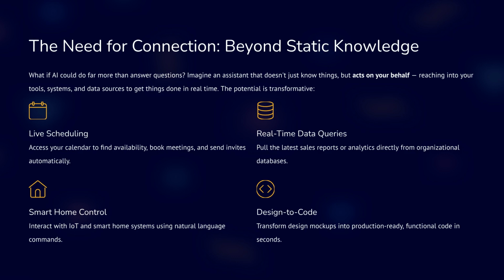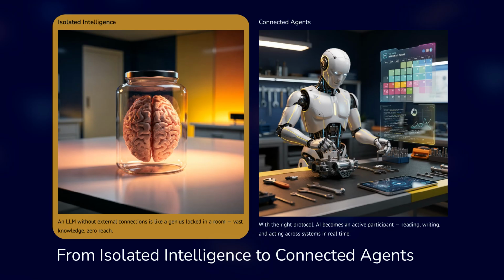Imagine an AI that acts on your behalf, reaching into your tools and data sources. The potential is transformative, enabling live scheduling, real-time data queries, smart home control, and design-to-code capabilities. The goal is to transition from isolated intelligence to connected agents. An LLM without external connections is like a genius locked in a room, with vast knowledge but zero reach. With the right protocol, AI becomes an active participant, reading, writing, and acting across systems in real time.